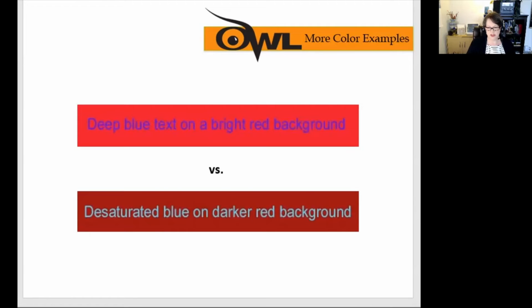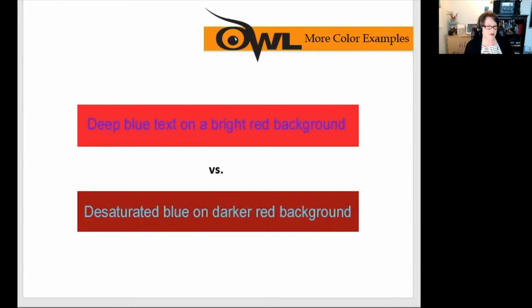The second example uses a darker red for a background and a desaturated blue color. There's higher contrast, so the text is easier to read. Also, the darker red does not have the same cultural associations as that first bright red. So you see that kind of difference between saturation and color contrast. So it's an important thing to keep in mind.